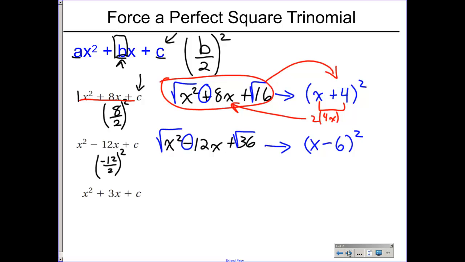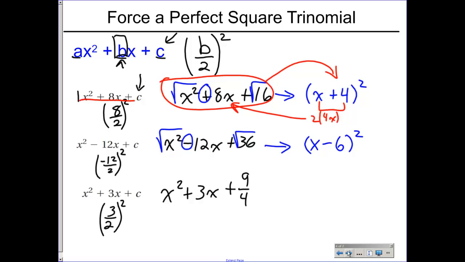Same thing down here. The only difference is instead of having a nice even number, we have an odd number, which when divided out would give us a nice decimal, but for right now we're just going to leave it as a fraction. We're still going to square it, so it's 3 over 2 squared, and we're going to call that 9 over 4. So we're going to write that as x squared plus 3x plus 9 over 4.